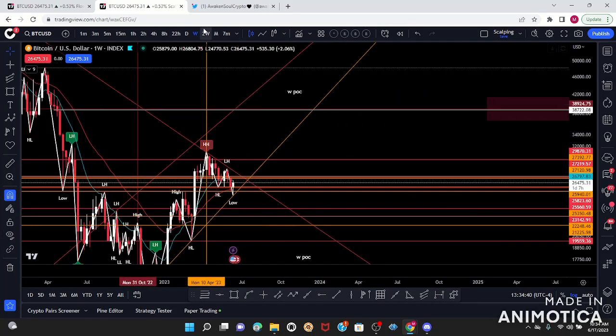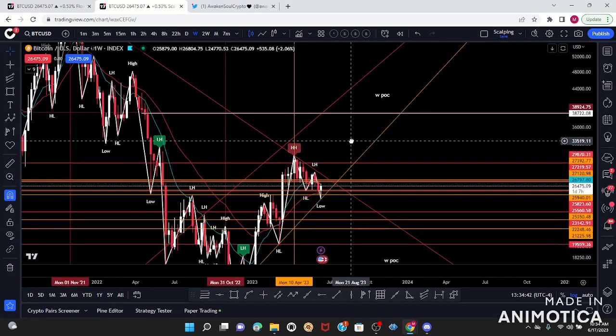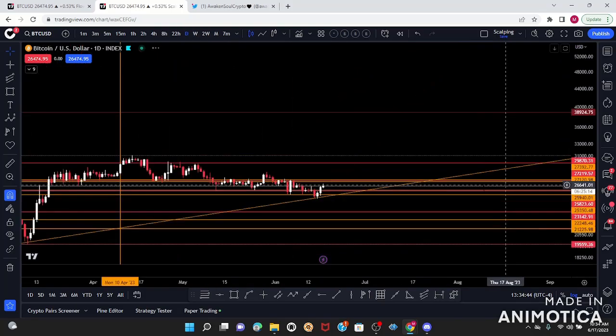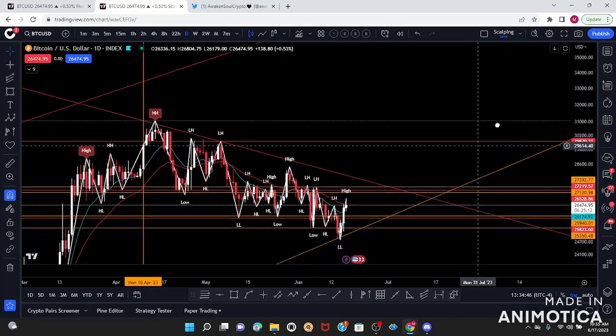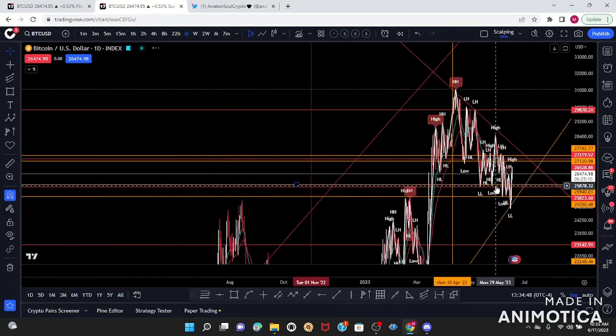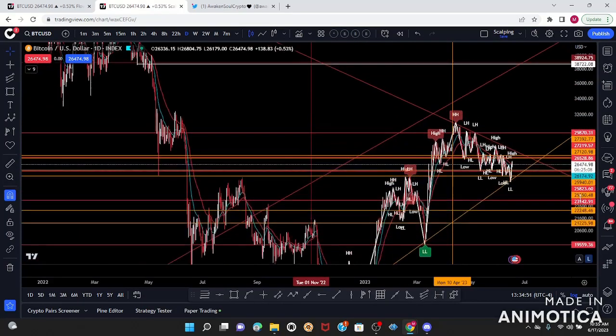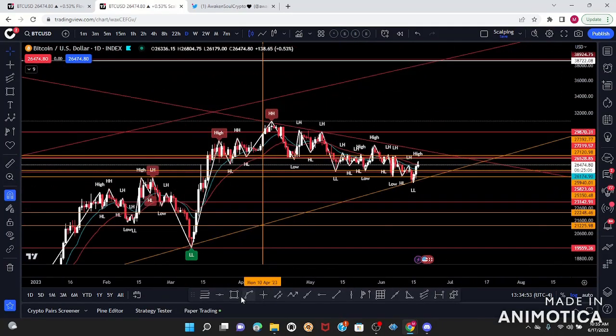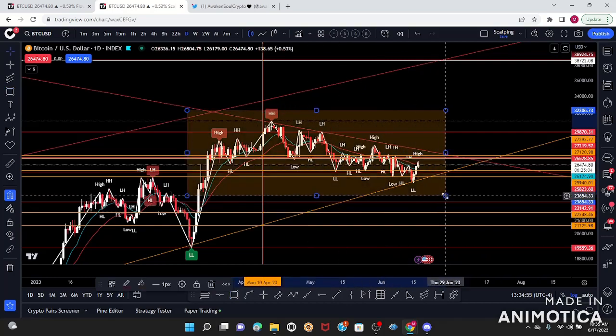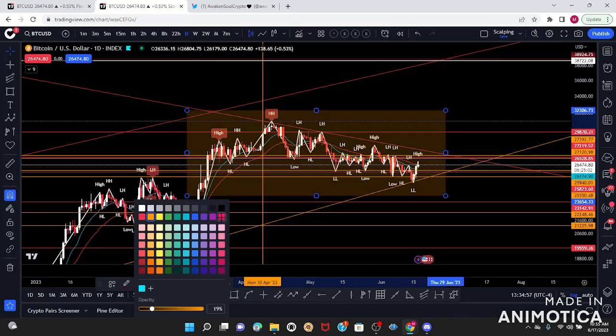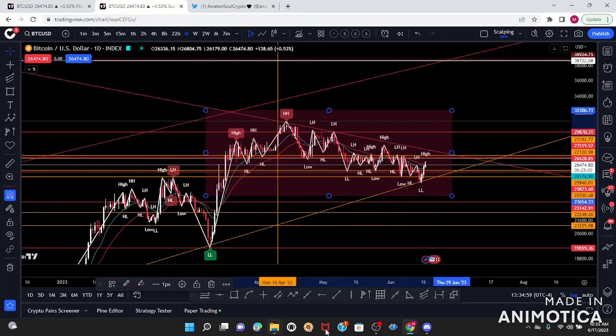Okay, so we're in our weekly. Perfect. Let's go down to the daily. What is the daily doing? And the daily, same process with our contraction phases. Understanding that this is a contraction phase is important for me, okay? So this is my contraction phase. So let's find the POC of the contraction phase.